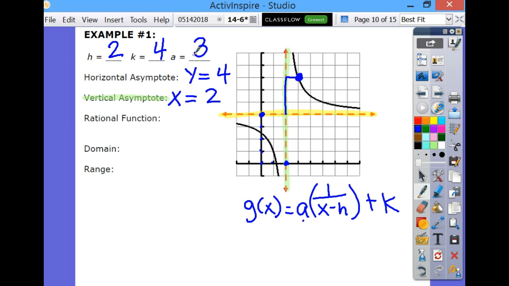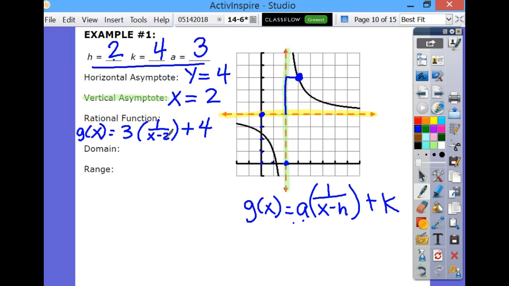So now I have all of the pieces to fill into that formula. g of x equals the a, 3, times 1 over x minus 2, plus 4. Why is this a positive 2 here and a minus 2 there? x is still backwards. It's still lying to you. You still have to change the sign on x, just like we've been doing all year long.